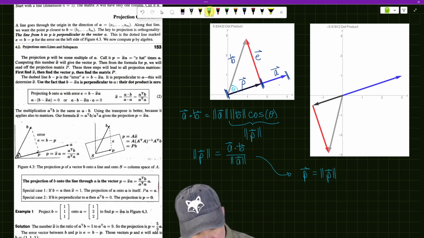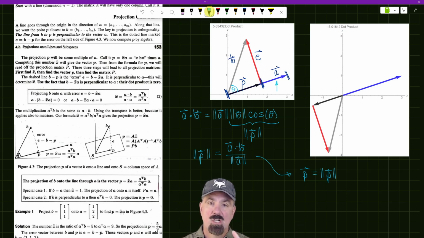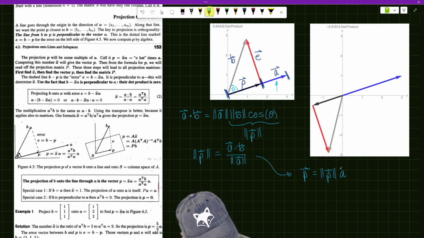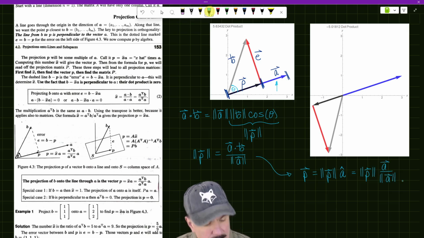Well, we know what direction we're going. We have a direction in the same direction as A. And so what we want to do here is multiply by A hat, which is equal to the A vector divided by the magnitude of the A vector.